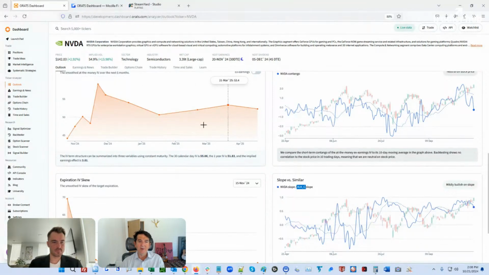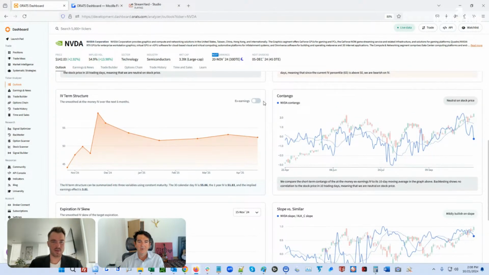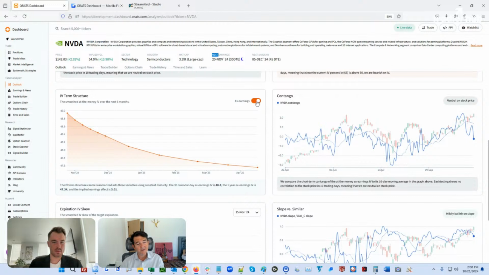I should also mention while we're here that the next earnings for Nvidia is November 20th, and that's why you're seeing the spike. When we look at Contango, we look at ex-earnings, so we take out that spike. That's why Nvidia is looking a little weird right there. You can actually toggle that on the top right of the graph, Matt. Okay, you got that? Yeah, there you go.